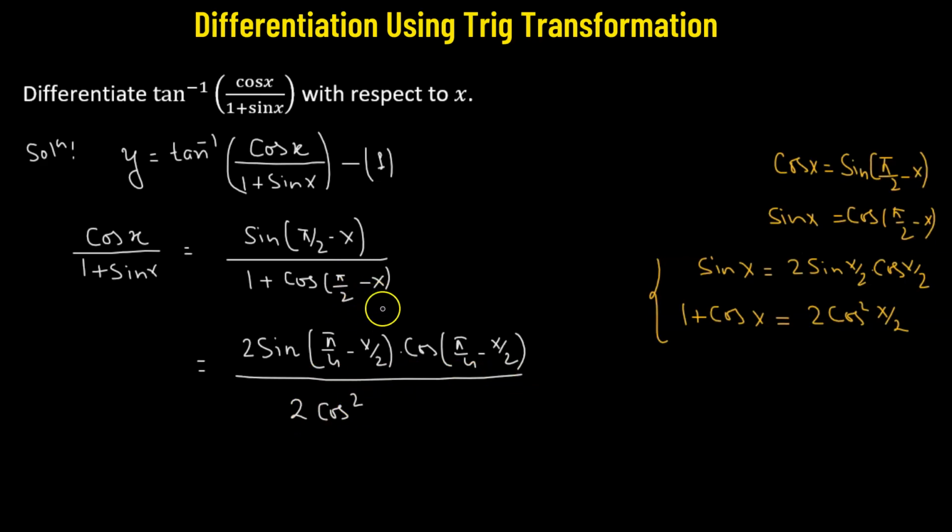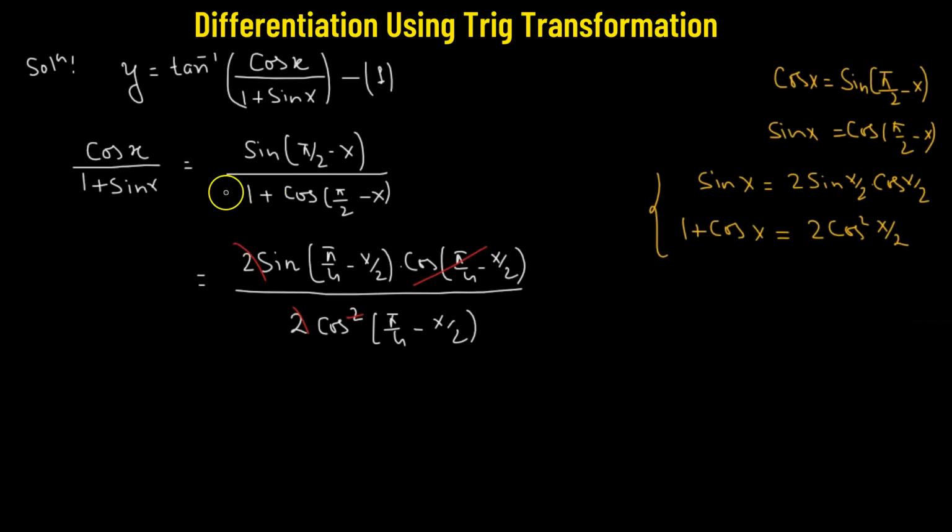So we'll take the half of pi over 2 minus x, which is pi over 4 minus x over 2. Now here we will see that immediately cosine of pi over 4 minus x over 2 from the numerator and 1 from the denominator goes away. The 2 and 2 also get cancelled. And that leaves us with sine of pi over 4 minus x over 2 in the numerator, and in the denominator we have cosine of pi over 4 minus x over 2.